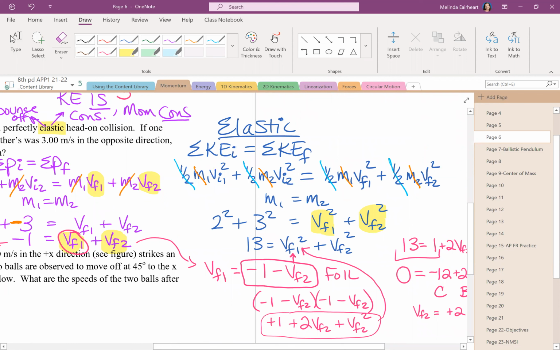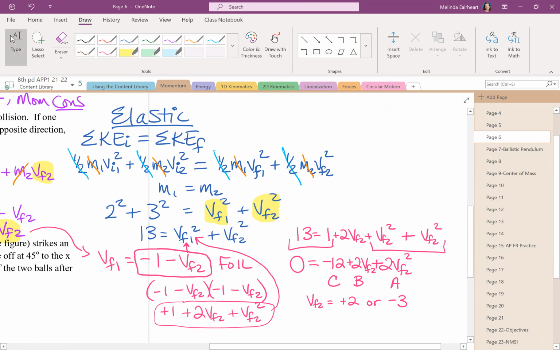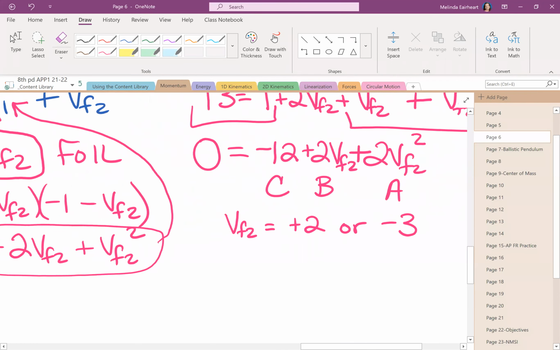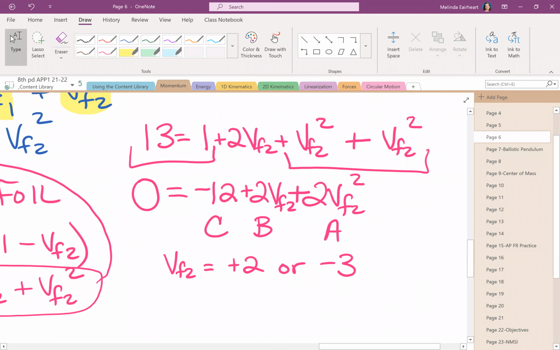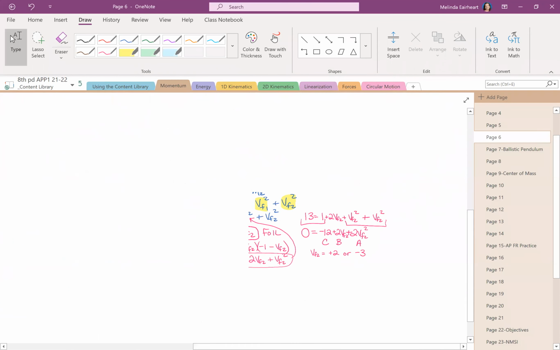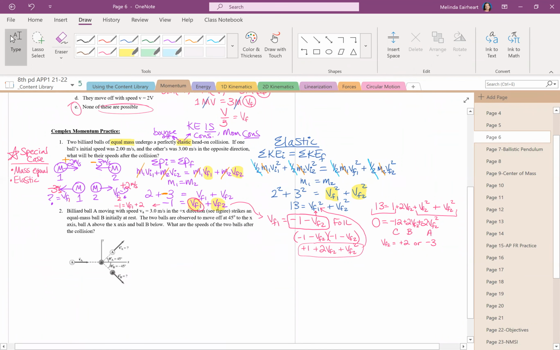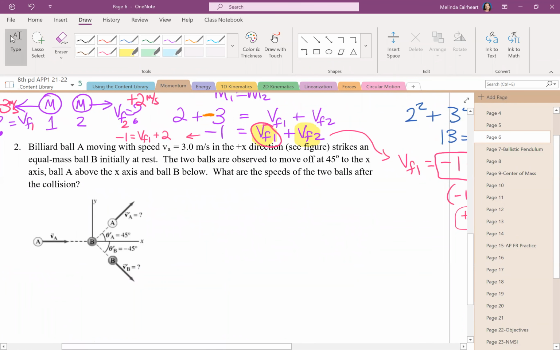Whenever we pull it up, did it end up being 1 plus 2 VF2 and then plus VF squared? Yeah. It was when we combined it with the other VF squared, combined like terms, that it became 2 VF squared. Okay. All right, so complex, because the algebra was messy, right? And again, it's not that all elastic collisions are messy like that. Now, the one below is one that's not going to be on the quiz.